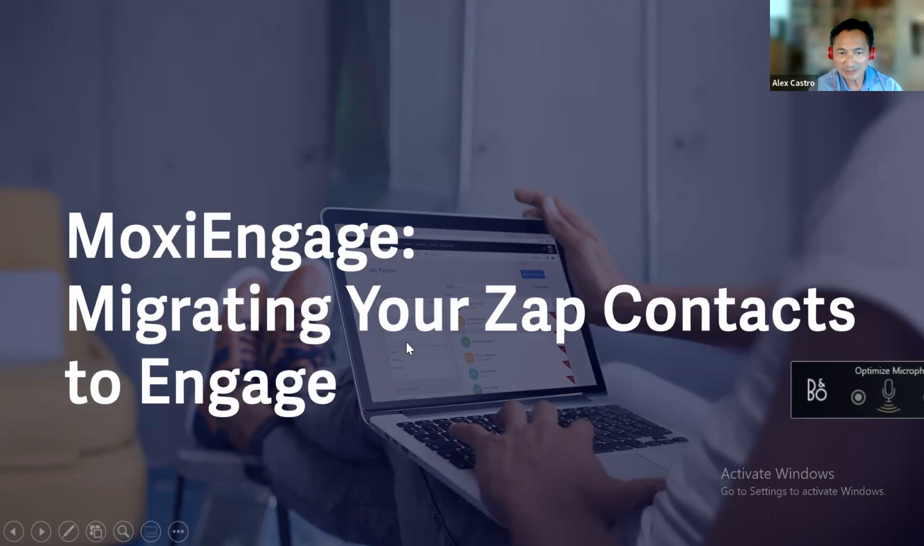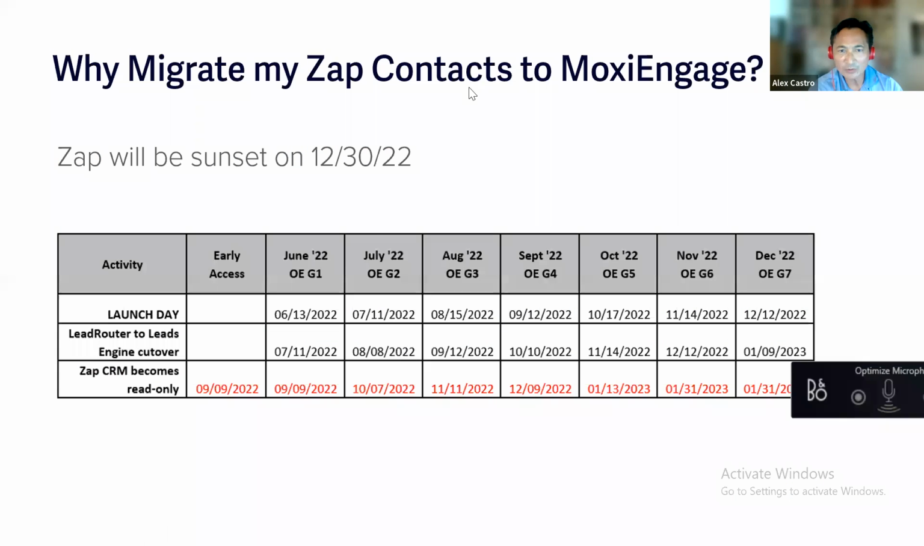So here is the information: migrating your Zap contacts to Engage. Why do I need to think about this? Why do I need to migrate my Zap contacts to MoxiEngage? A lot of you are in different launch groups, and you know roughly when your launch date is.